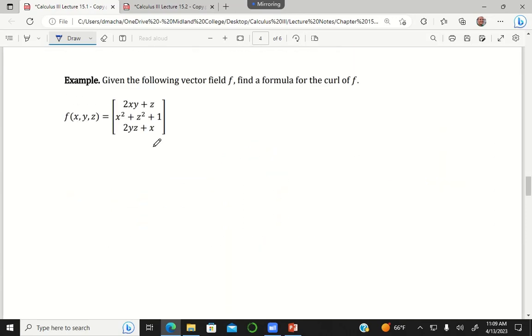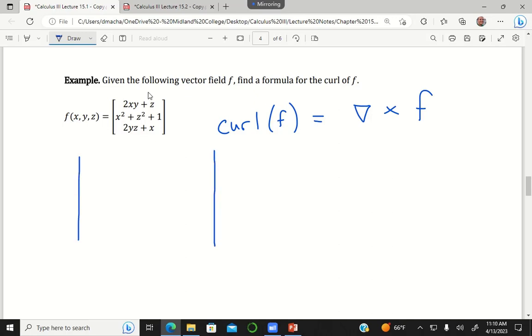Next example is the exact same vector field, so you don't have to write it twice. But this time we're going to try to find a formula for the curl of f. And the curl is where we take that little nabla operator and cross product f. So this curl is going to be the determinant of the matrix, where little i, j, and k are my standard unit vectors.